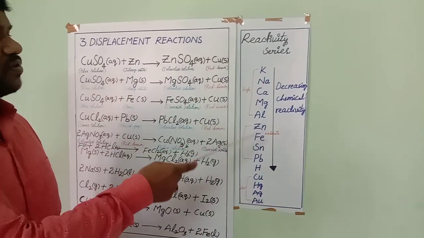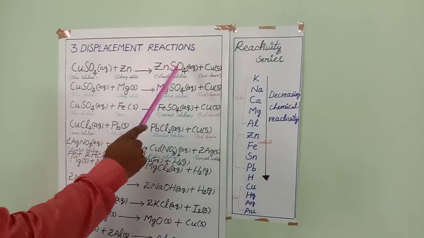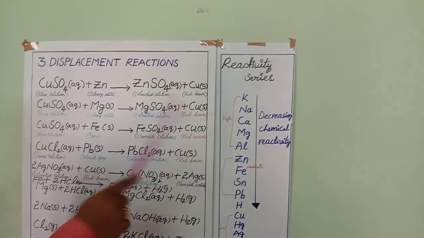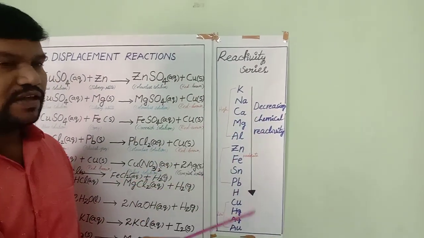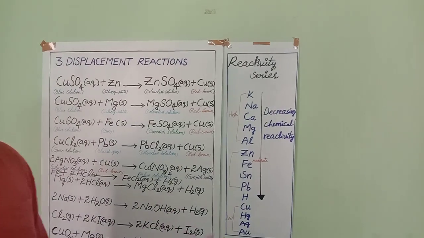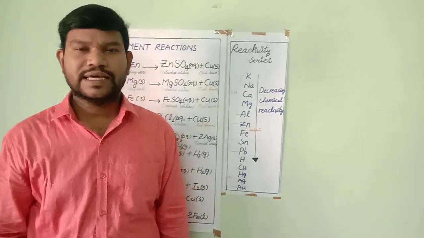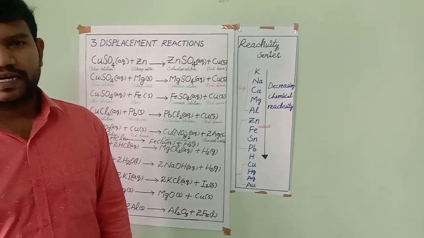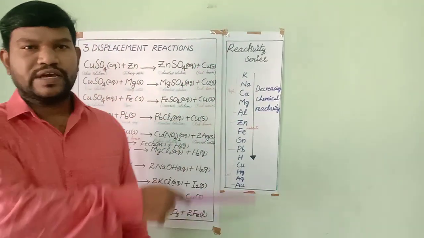Based on this only, we can identify whether the given chemical reaction is a displacement reaction or not. So to understand displacement reactions, this chemical reactivity series is very important. Once again I am repeating the definition. The arrangement of metals in the order of decreasing reactivity is called the chemical reactivity series, in which the metals are arranged.